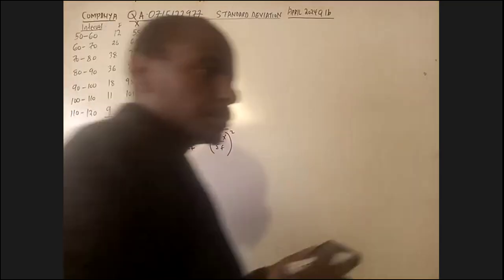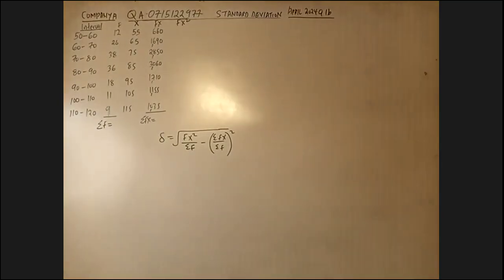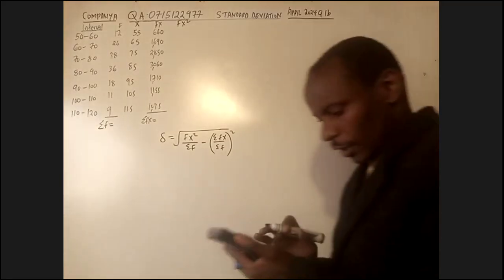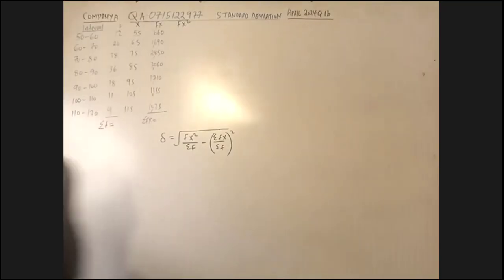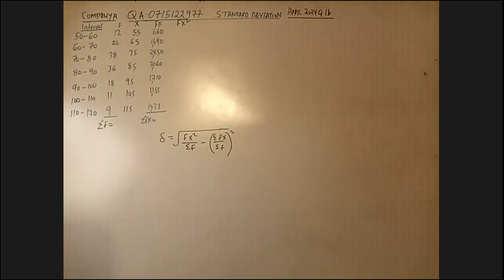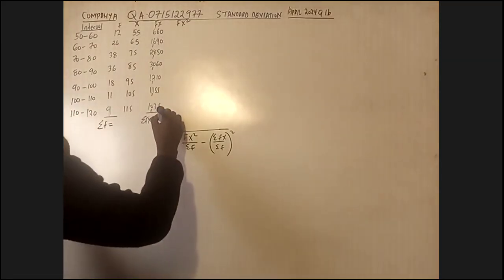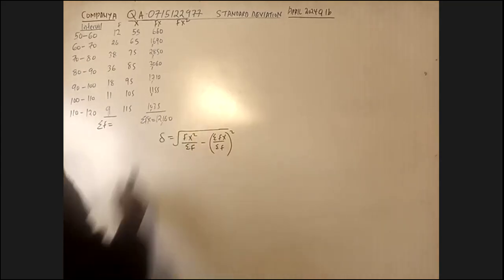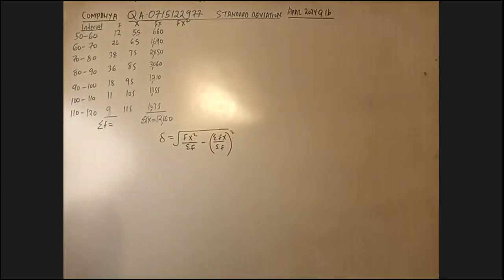Summation of fx will be 660 plus 1690 plus 2850 plus 3060 plus 1710 plus 1155 plus 1035. Now let's go to fx squared.